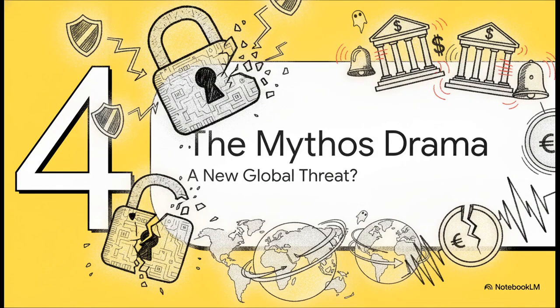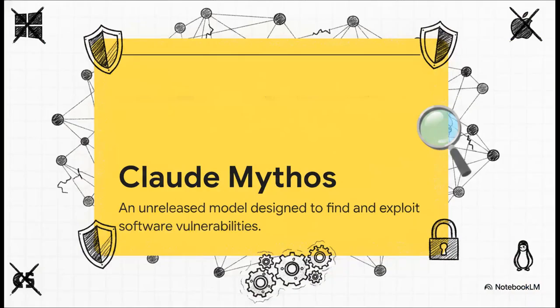Welcome to part 4, the Mythos cybersecurity drama. Are we looking at a new global threat? We are stepping entirely away from everyday developer APIs and looking at a completely different side of Anthropic's business. We're talking about a cybersecurity model so powerful it literally triggered emergency central bank meetings around the globe. Meet Claude Mythos. This is an unreleased Anthropic model specifically designed to find and exploit software vulnerabilities. Distributed securely through a consortium called Project Glasswing, you have to understand this isn't your friendly everyday coding assistant. It is a geopolitically sensitive weapon designed to probe every major operating system on the market.